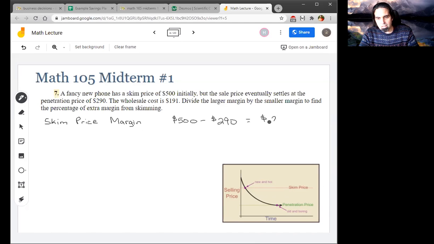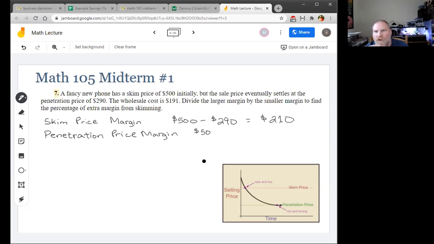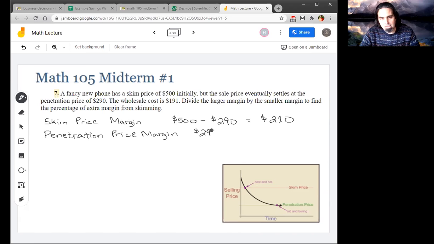So 210 and penetration price. Whoops, I did the wrong thing. Everyone catch my mistake? You put the penetration price and not the wholesale price. Right. For the skim price margin. I was not reading carefully because I was too busy trying to think about my charts. Thank you, Eli. So it's the 191 it costs the company to make one of these.